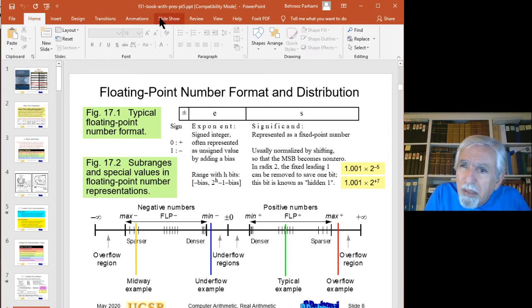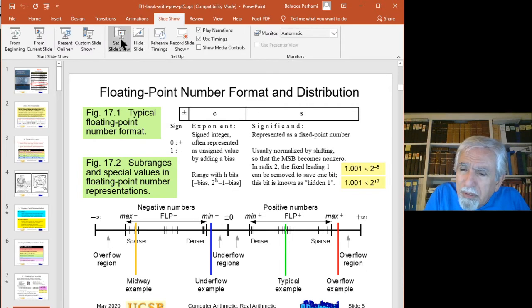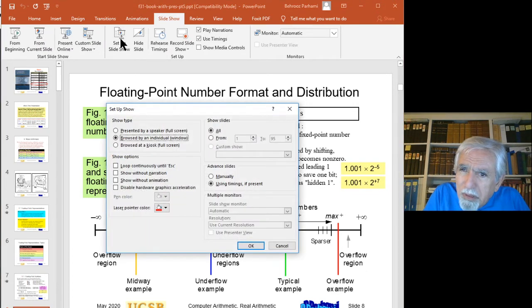Okay, I just realized I haven't used the slideshow.